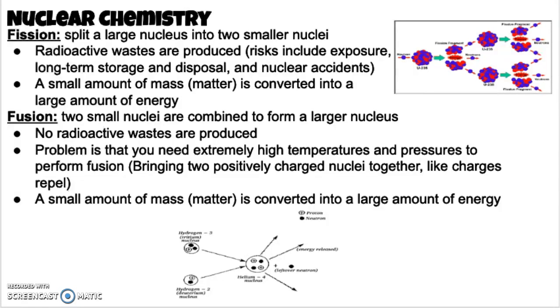A small amount of mass or matter is converted into a huge amount of energy. Notice that similarity. Fission and fusion both convert a small amount of mass or matter to a huge amount of energy.